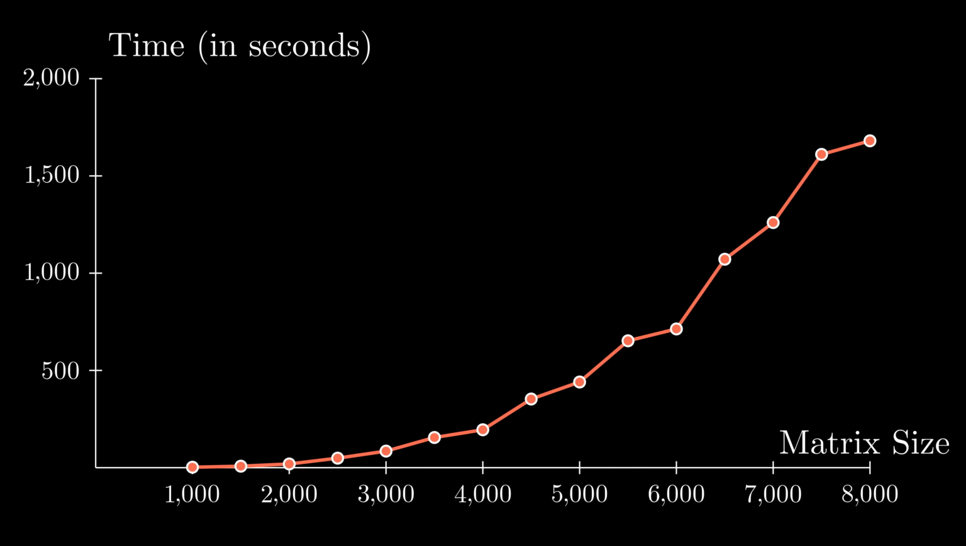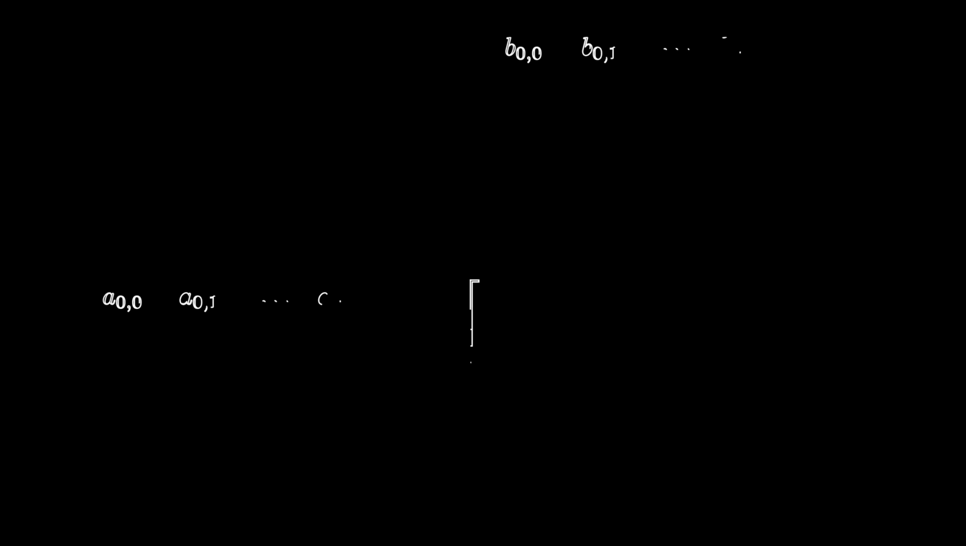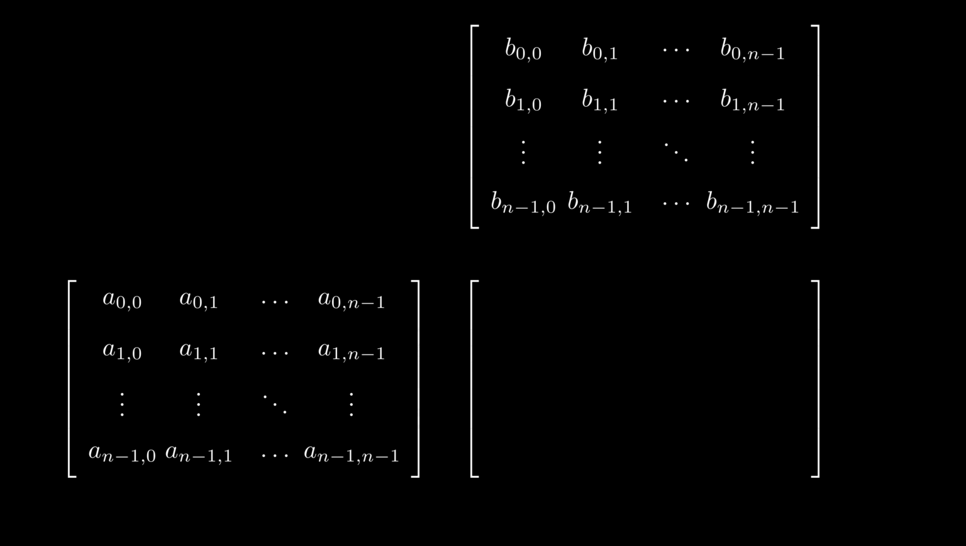In fact, if you run this program for n ranging from 1000 to 8000, you will see the execution time increase drastically to almost 30 minutes for the matrices of size 8000. This is not good. However, if you look carefully at the algorithm, the evaluation of any element of matrix C does not depend on others.